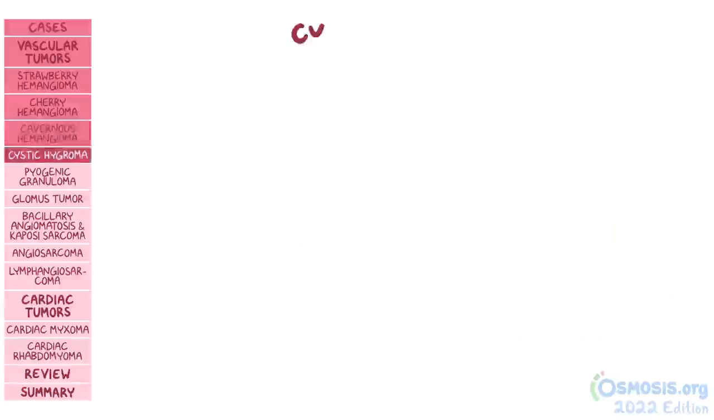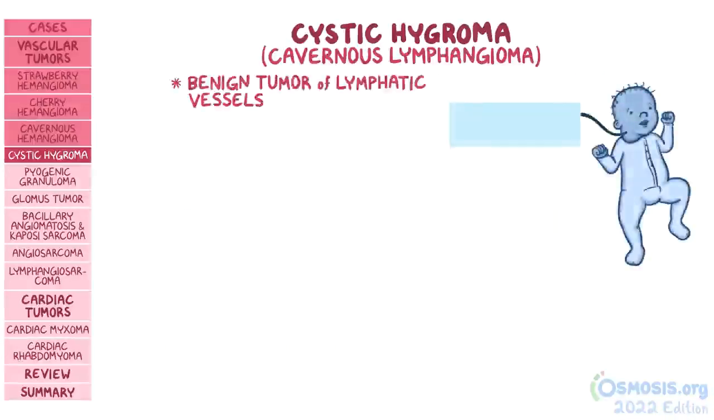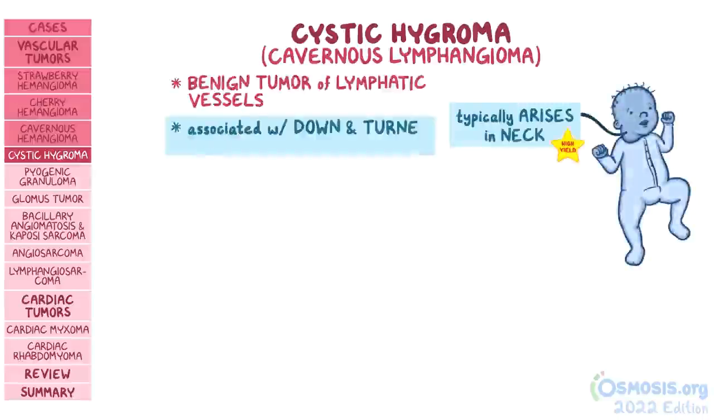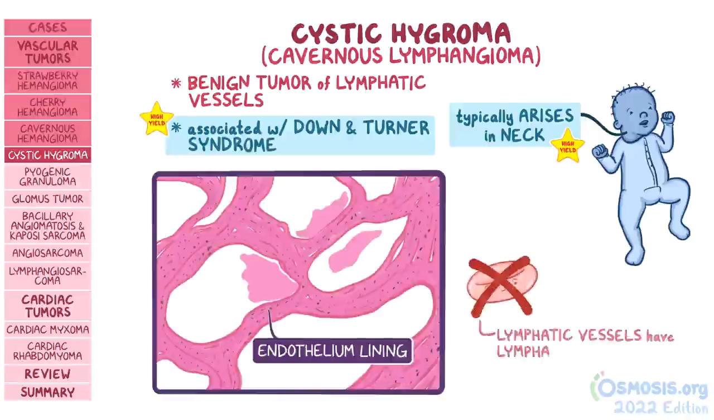The next tumor is cystic hygroma, or a cavernous lymphangioma. It's a benign tumor of the lymphatic vessels that typically arises in the neck, and it's associated with both Down and Turner syndrome. Histologically, this tumor is made up of endothelial lining, but the difference between it and hemangiomas is the absence of red blood cells, because lymphatic vessels have lymphatic fluid in them, not blood.